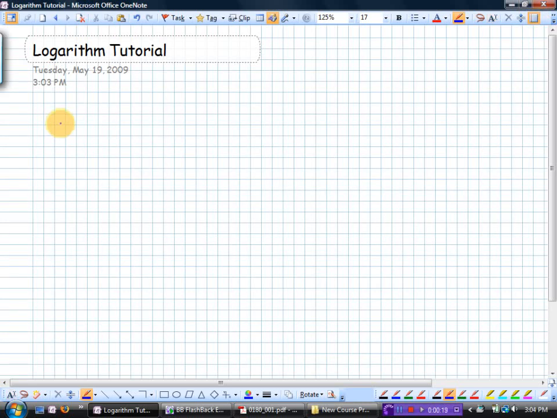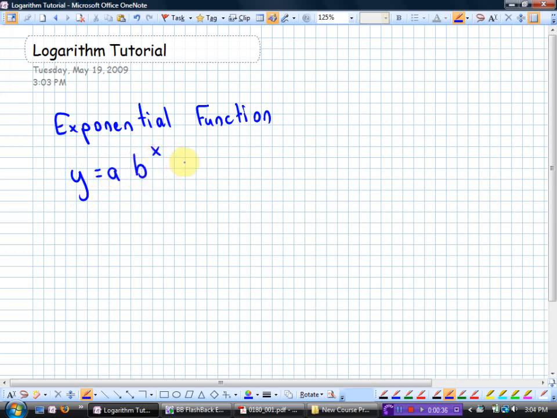The exponential function was something that looked like this. Well, really, that's what made it an exponential function. The x was an exponent. But we could add a vertical stretch to the front here, just like our transformations stuff. And we could add a vertical slide right here. And we could add a horizontal reflection, or a horizontal stretch, or a horizontal slide right there.